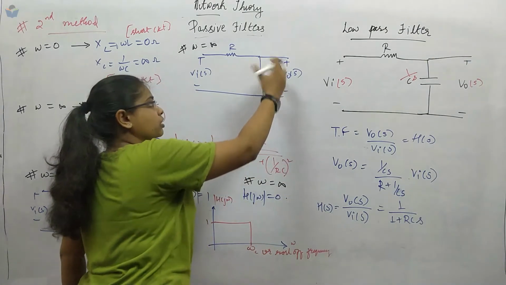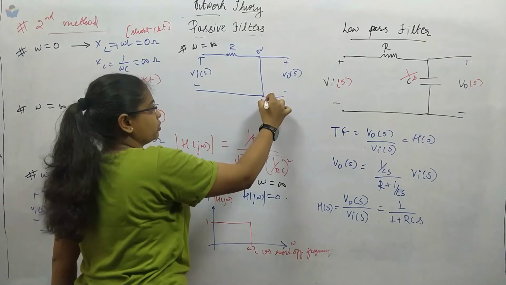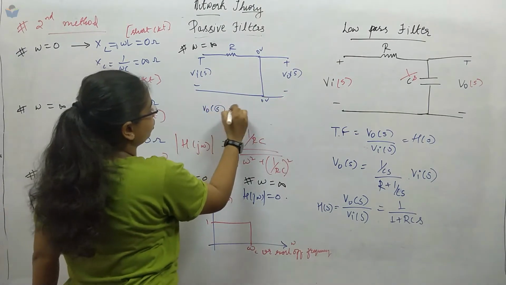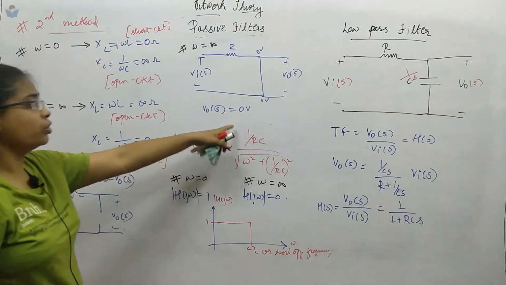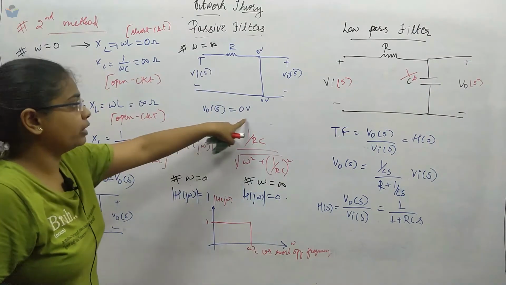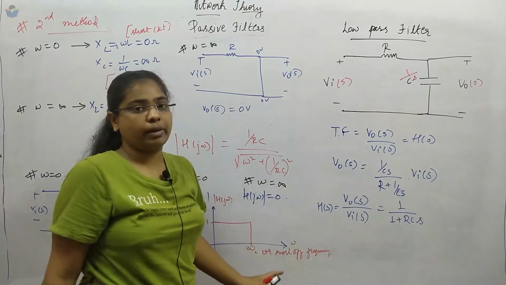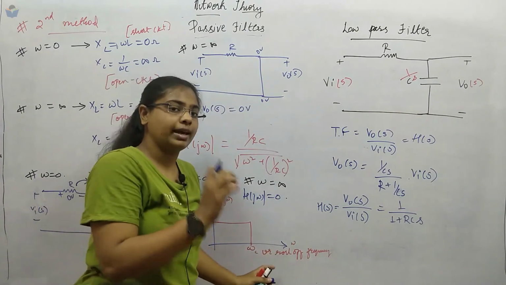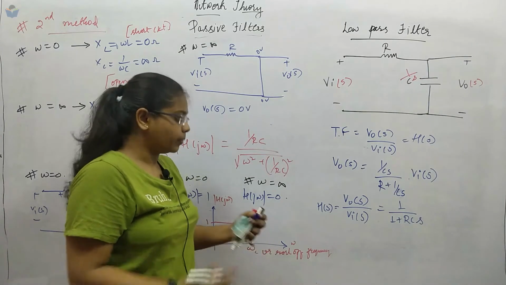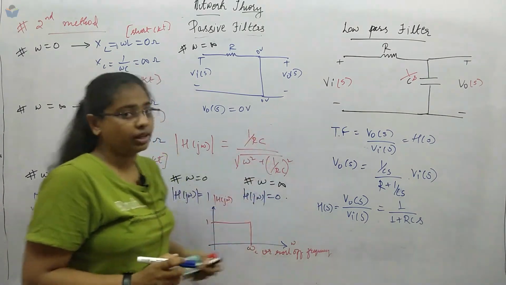When it is short circuit, it means there is no potential difference. So this is also 0 volt, this is also 0 volts. So V0 of S is equal to 0 volt. You are seeing in this graph that at infinite value, we are getting the output as 0 volt. So it means it's only allowing the lower band frequencies, not the higher band of frequencies. Next, similarly, we will solve for the high pass filter as well.